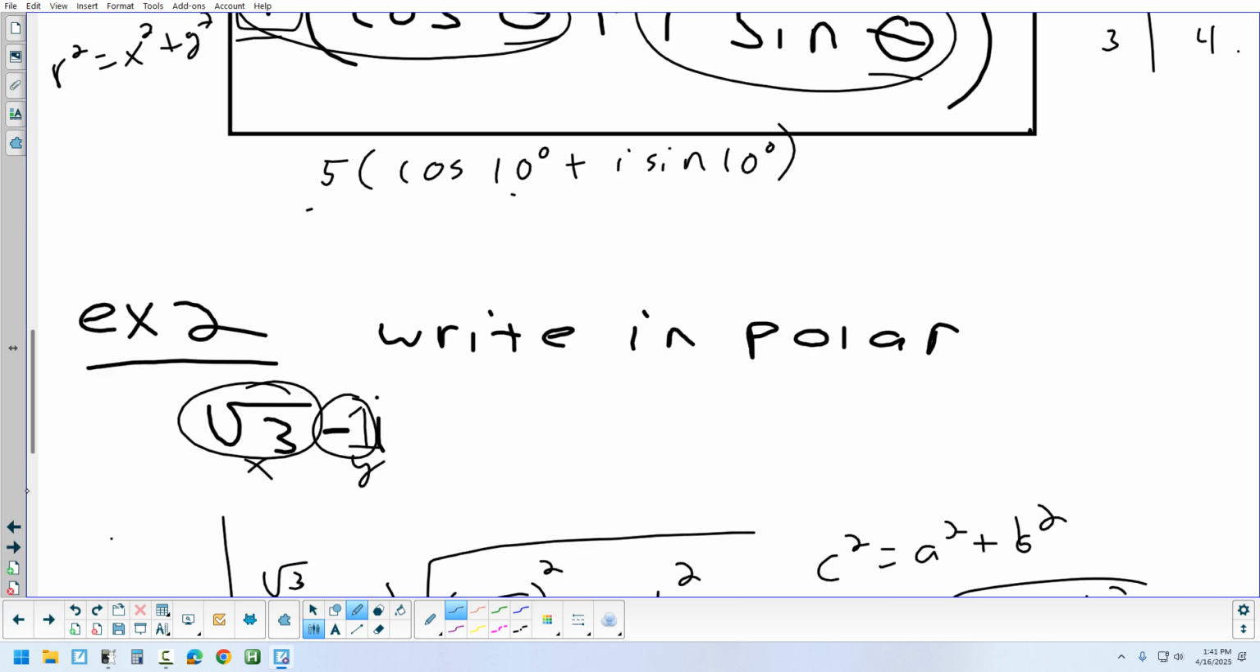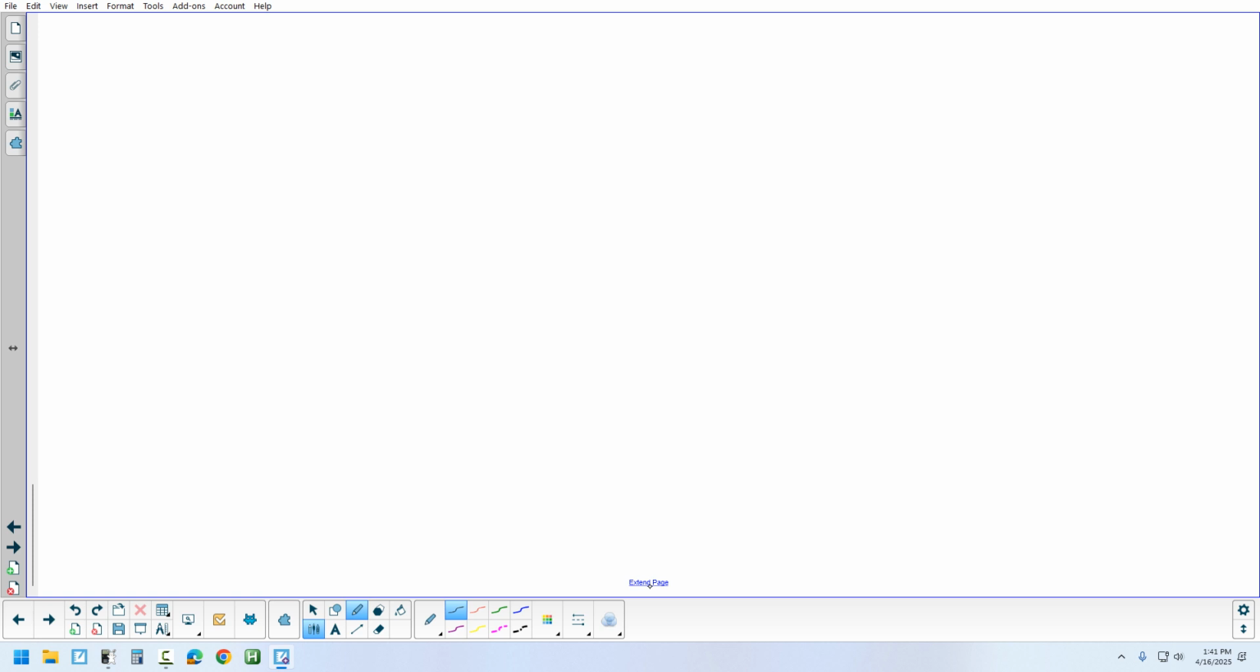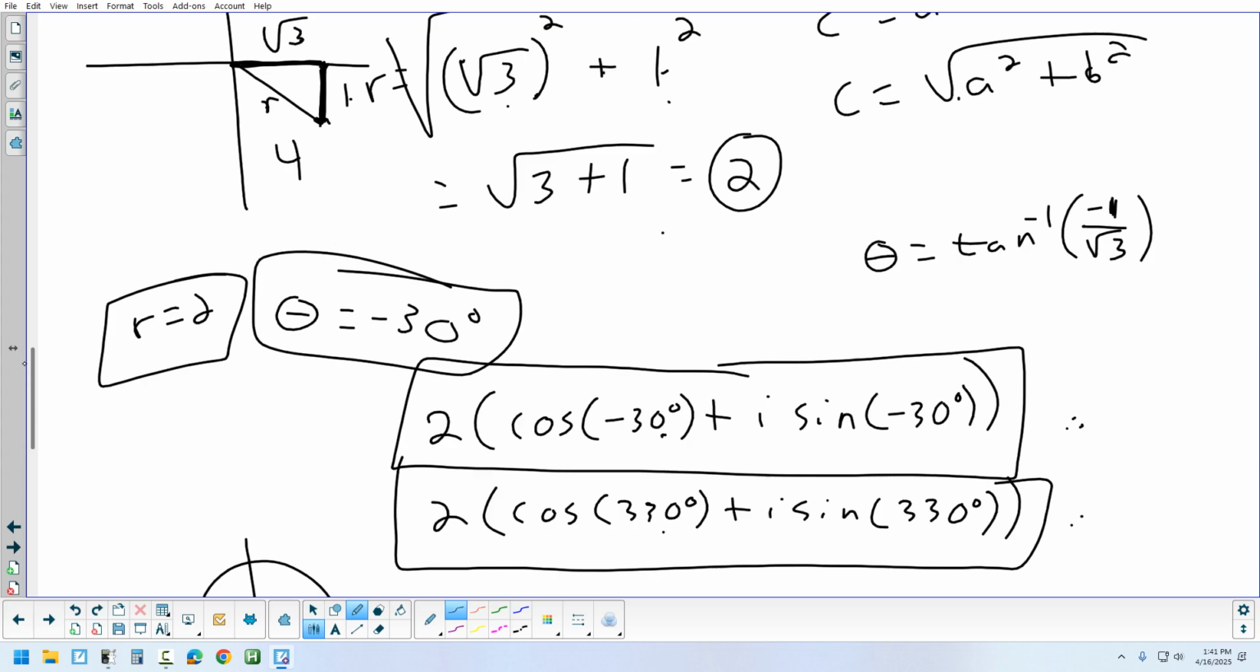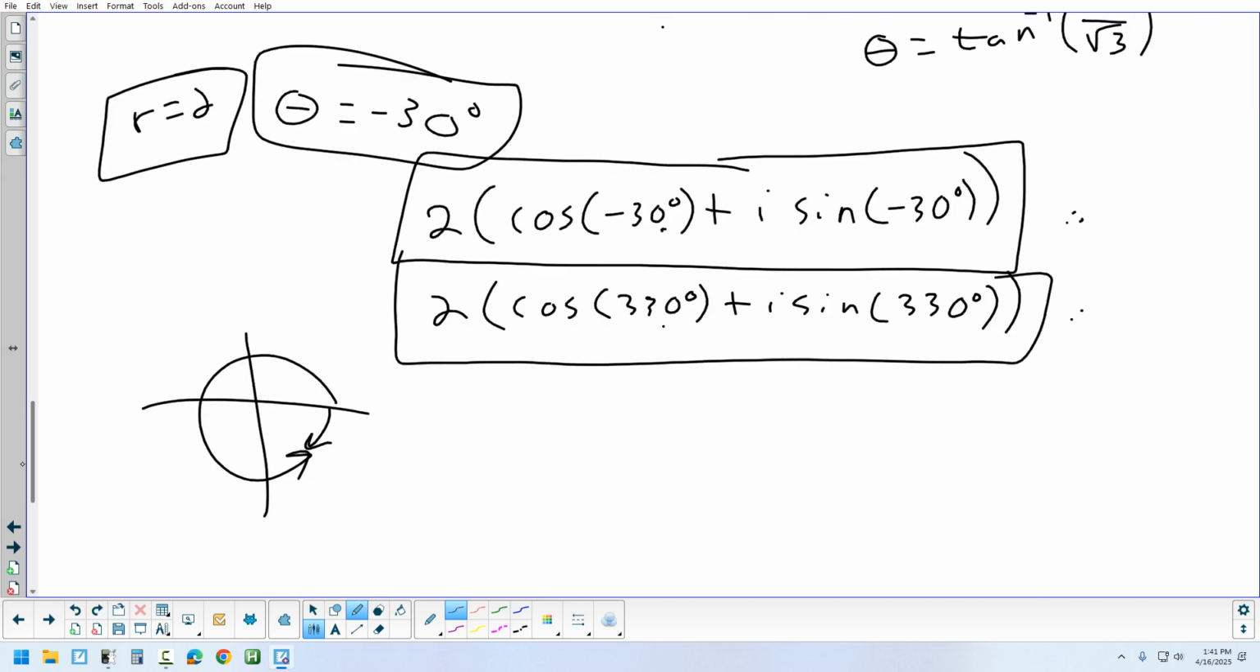Let's make up another one. How about, let's do negative 2 plus 3i. Same directions, write it in polar. We'll just call it example 2b.